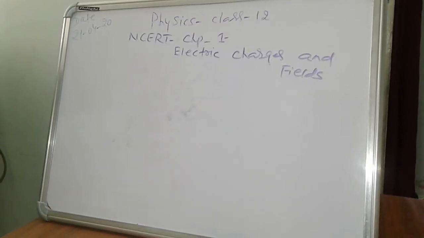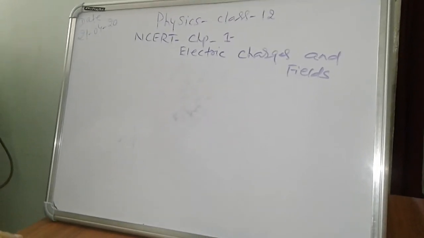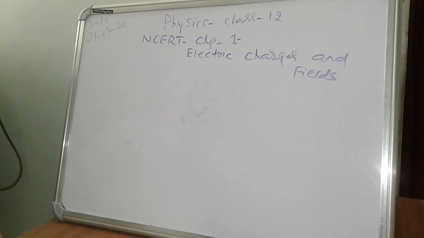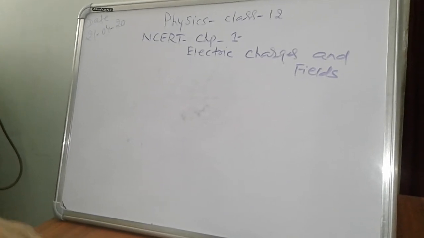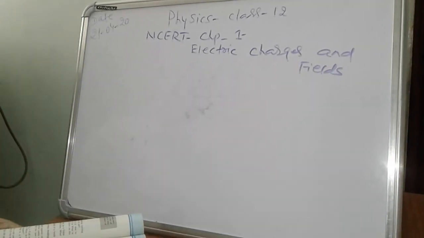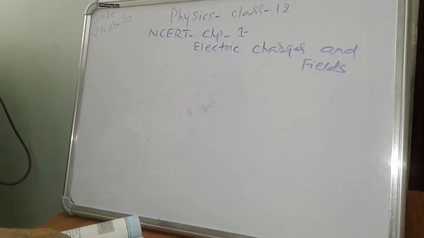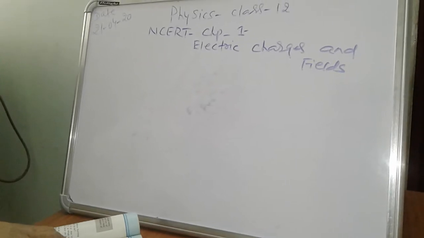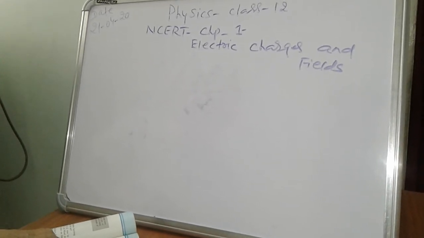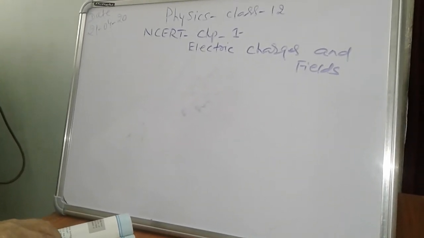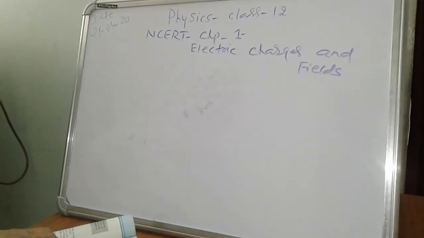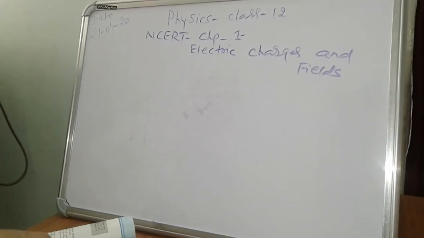Hello students, today I am going to discuss NCERT problems of chapter 1, questions number 13 to 16. In question number 13, that is an extension of question number 12, suppose the spheres A and B in question 1.2 have identical sizes and a third sphere of the same size but uncharged is brought in contact with the first.